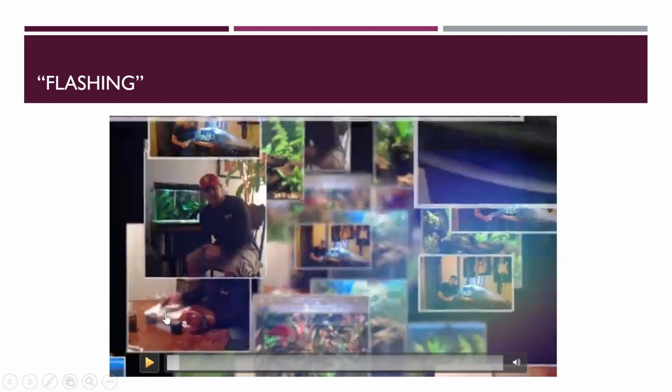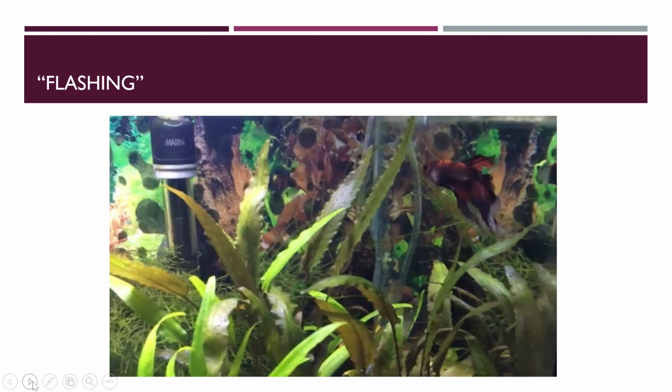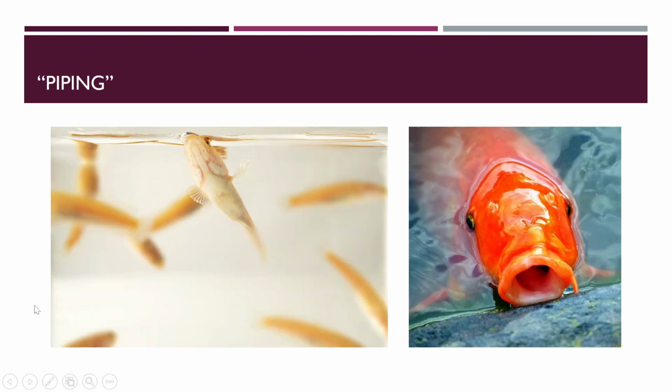Flashing is basically their behavior when they feel itchy. They do this by darting through the water and quickly pushing themselves against rough surfaces. It's called flashing because when they move around in the water, their scales flash. And then next is piping. They go up to the surface and make a pipe with their mouth. So that's probably why it's called piping.